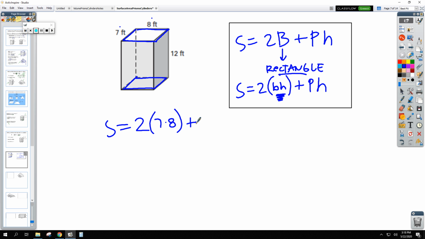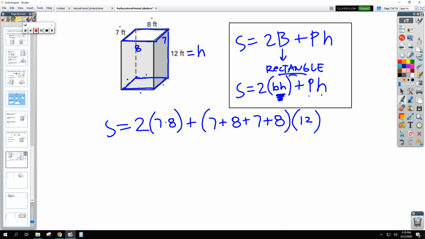Plus the perimeter of that rectangular base, which, to find perimeter, you got to add the 4 sides up. Well, if this is a rectangular base, opposite sides are equal, so we're going to add together 7 plus 8 plus 7 plus 8. Then we're going to multiply all that by the height of the prism, which is the perpendicular distance between the bases. In this case, it's 12. And there you go. Everything's plugged into the formula.